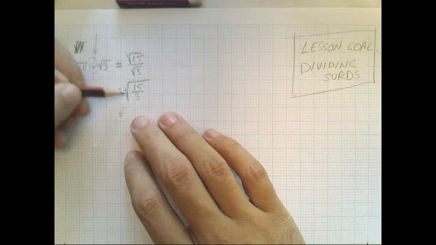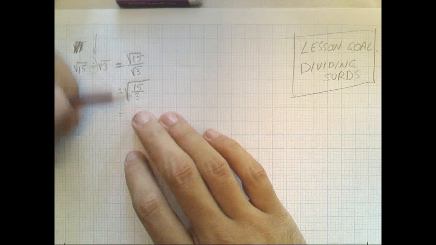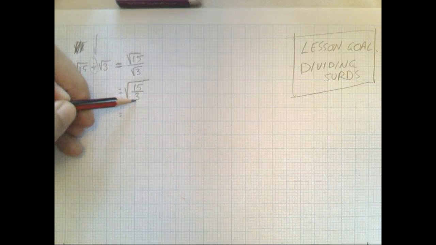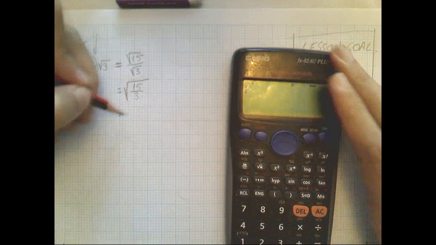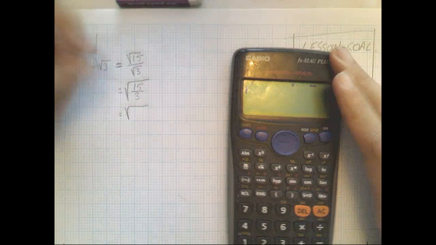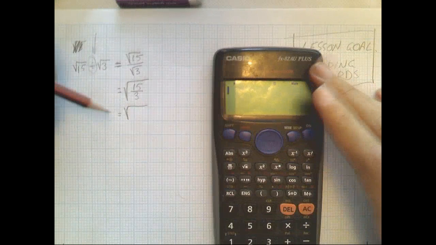Now that you've got that little piece of information, the rest is easy. You should be able to figure out 15 divided by 3. You can use your calculator or you can use your head. If you even think you might stuff it up in a test, make sure you grab your calculator and give it a try.